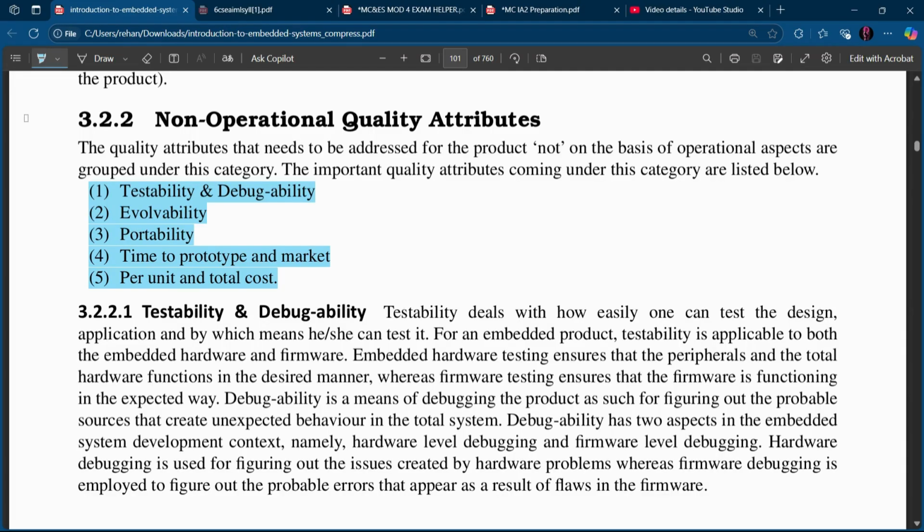Welcome everyone to this session where we'll be discussing and learning about non-operational quality attributes of embedded systems. As you can see, there are five non-operational quality attributes: testability and debuggability, evolvability, portability, time to prototype and market, per unit cost and revenue.